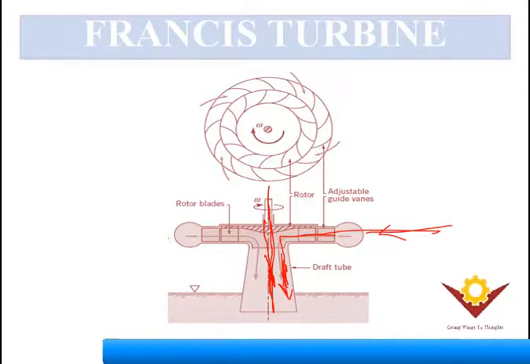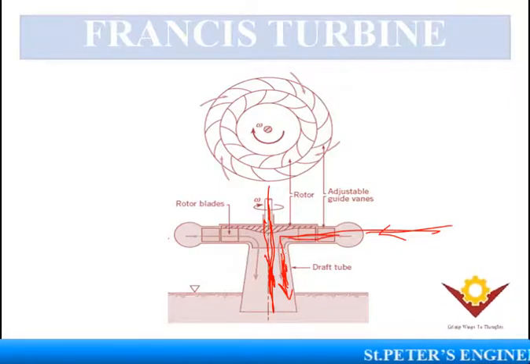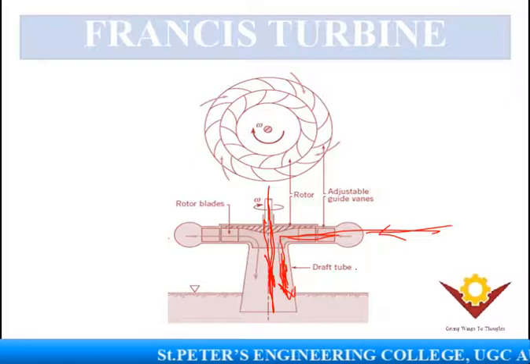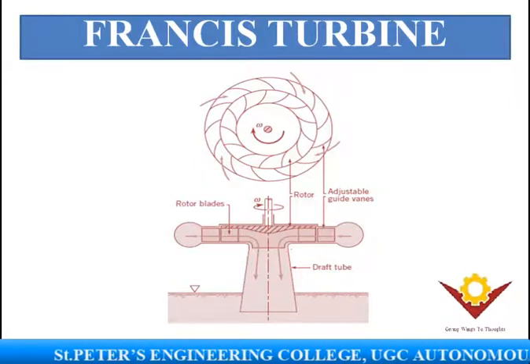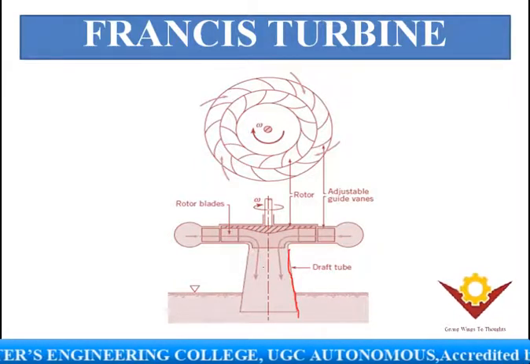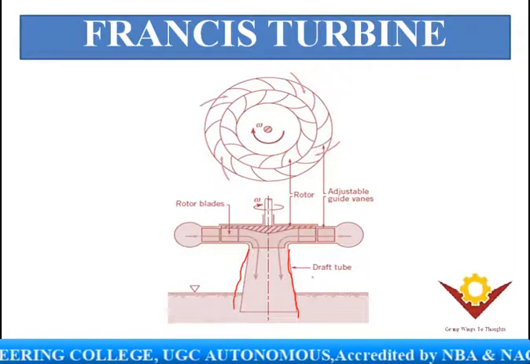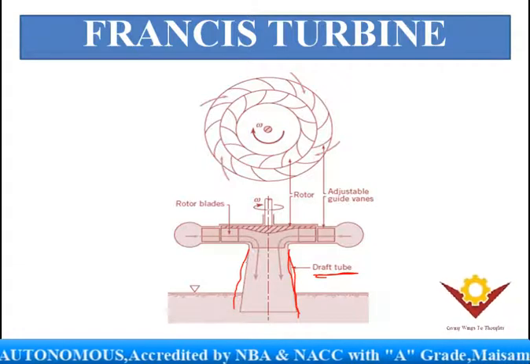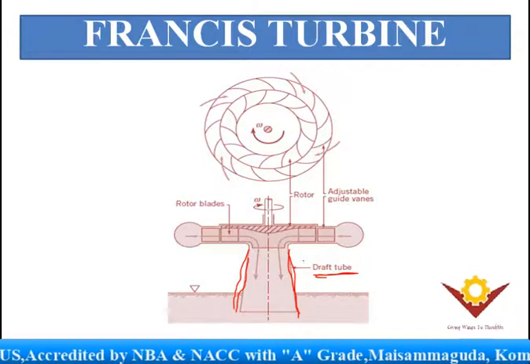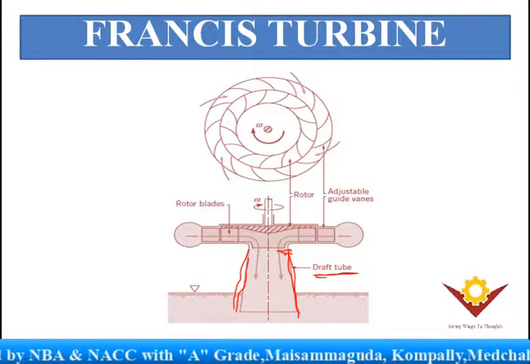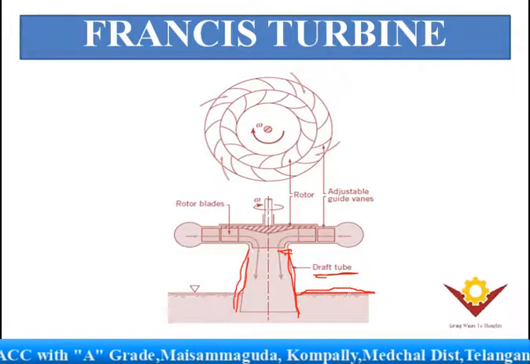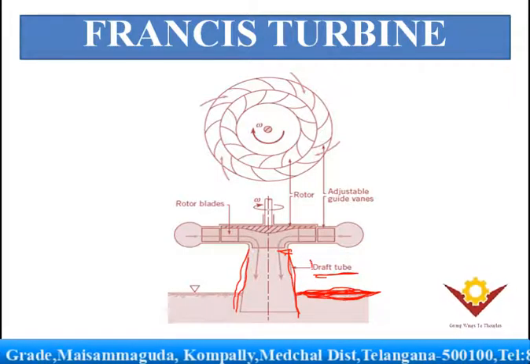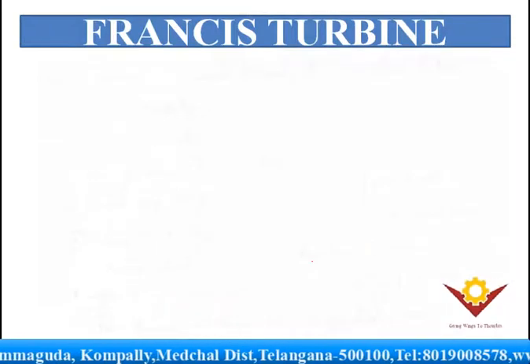So that's why it is a mixed flow. The inlet is radial and the outlet is axial flow. So that's why it is called a mixed flow turbine. And moreover, see here, this is your draft tube. Okay, you can see the area of cross section is increasing from the outlet of the turbine to the tail race of your turbine. We'll see more about this draft tube in the coming sessions.